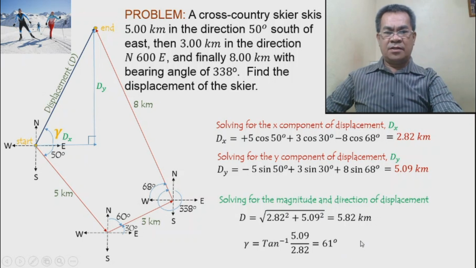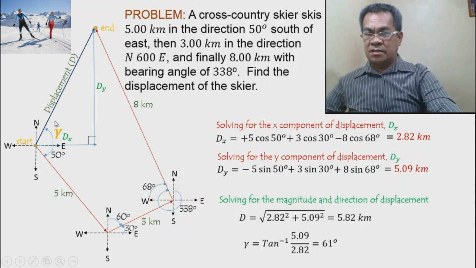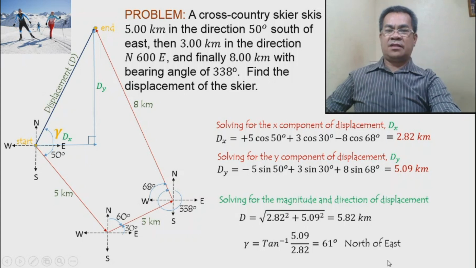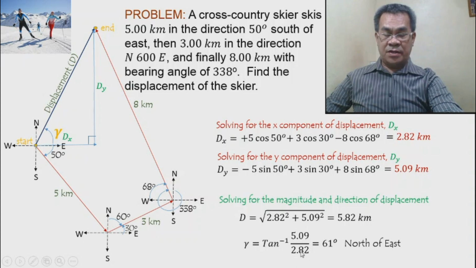Is this enough? No. Take note, this is the displacement, the tail and the tip. So therefore, this is in the region of northeast. So the angle can be 61 because this is the northern part, so this is 61 north of east. Or you can solve this angle. If you solve this angle, this is a reference angle because this is along or divided by the x component. So use the north of east.